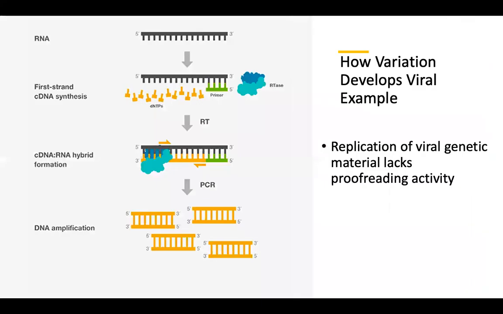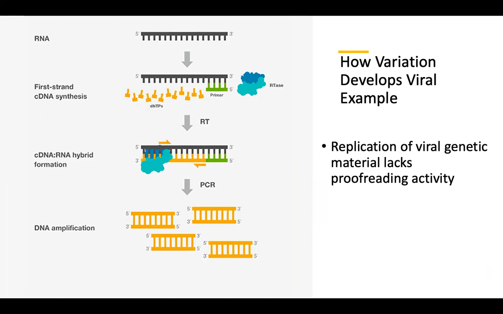Now, one example of how variation develops in viruses has to do with the replication of the viral genetic material. Viral genetic material can come in either DNA or RNA form, but no matter what form it takes, the virus injects the genetic material into the cell and has the cell incorporate it into its genome to then make more virus and continue the infection.